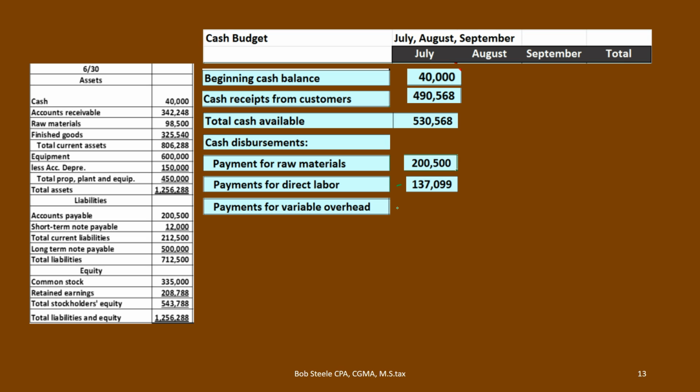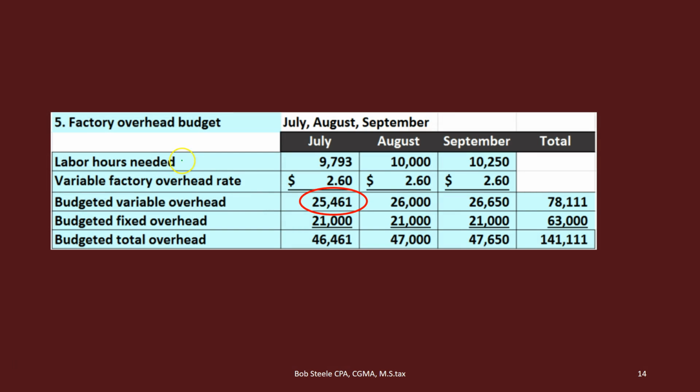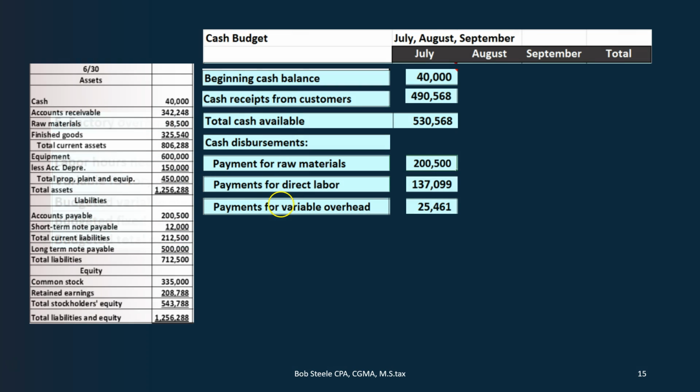Once again, we're going to jump back to our variable overhead budget that we have already calculated up in step 5, and the variable overhead is here. So we're just taking the variable portion. You might be saying, why aren't we taking the total portion? Because the fixed portion in this case, I believe, was depreciation, not a cash item, therefore not on the cash budget.